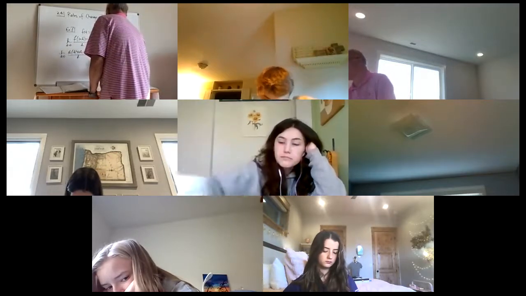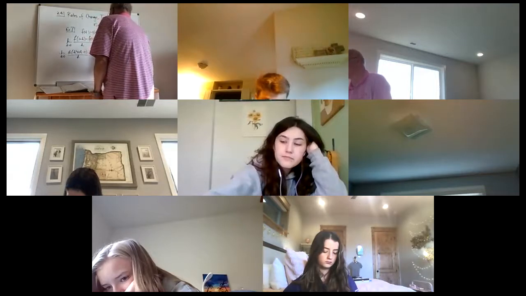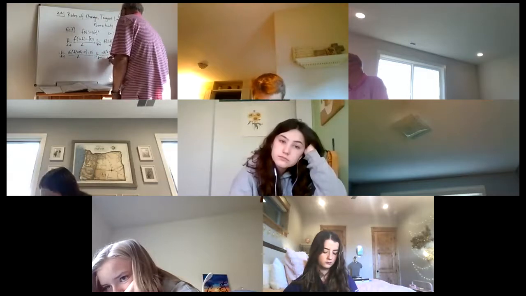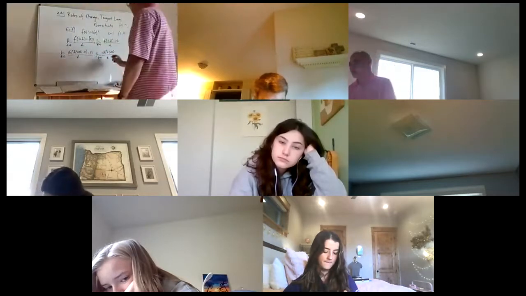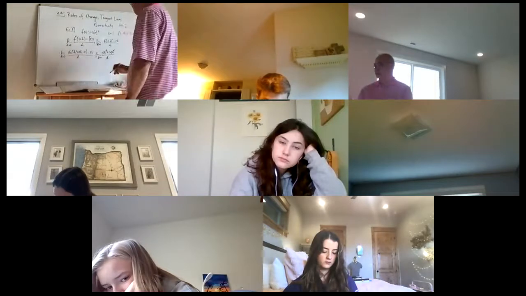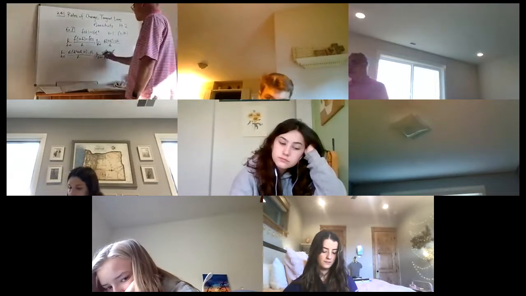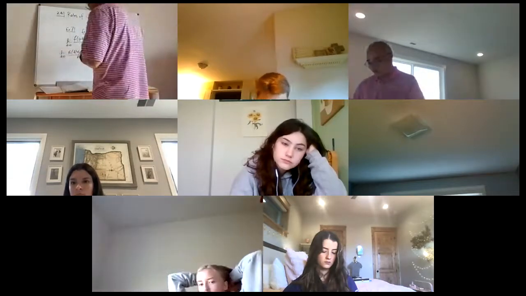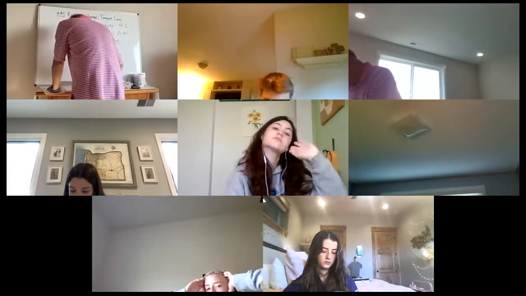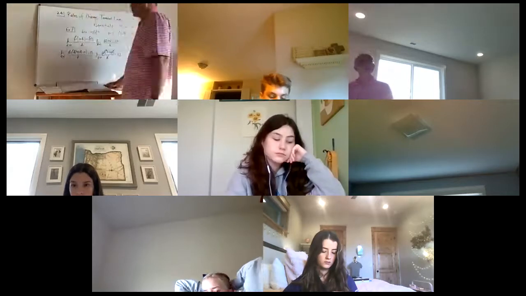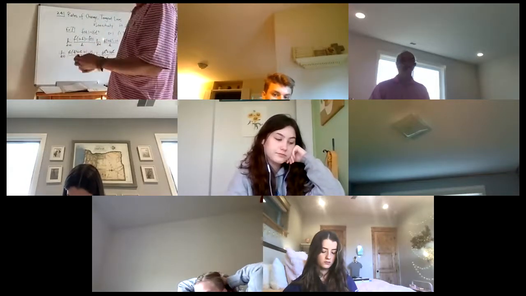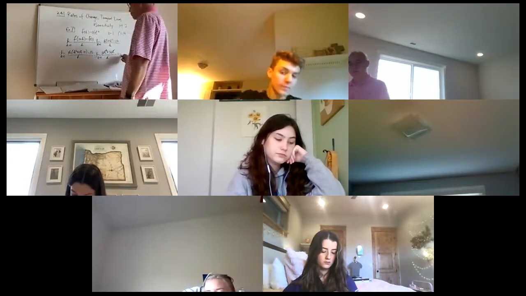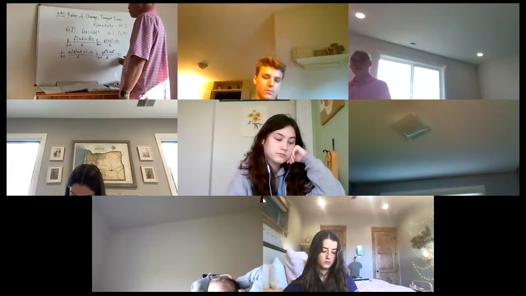Limit as h approaches 0, I get 16h squared plus 32h over h. The h cancels out. Then h goes to 0, so this term goes to 0. So we get 32, which kind of makes sense, right? Because the instantaneous rate of change of the speed is going to be 32, 32 feet per square second.